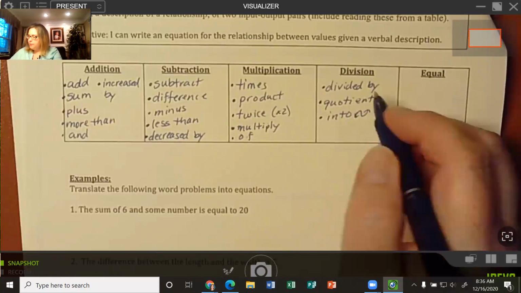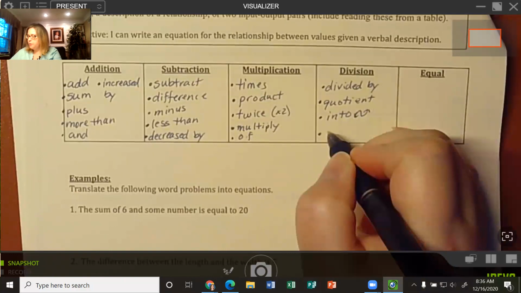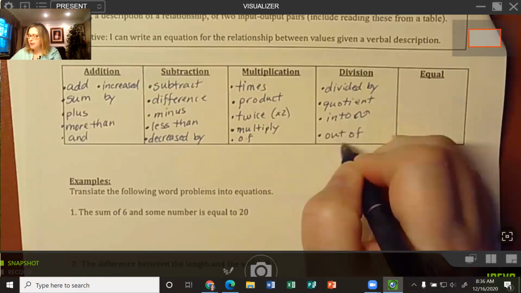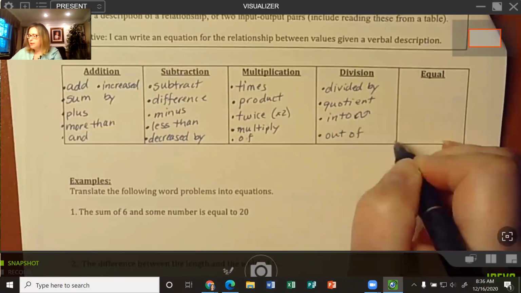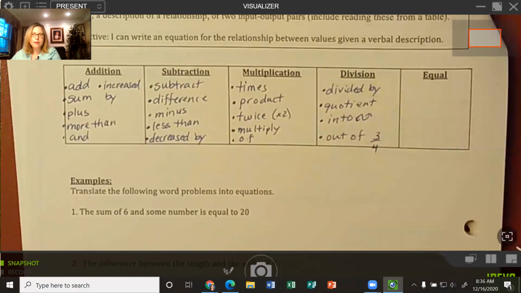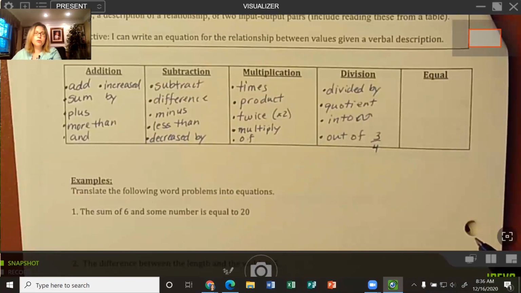And then out of. Out of is typically used when we have a fraction. So example, I'm going to give an example for that one. So when you say 3 out of 4 dentists recommend Crest, that would be 3 divided by 4, which is 0.75, or 75% of dentists would recommend Crest.